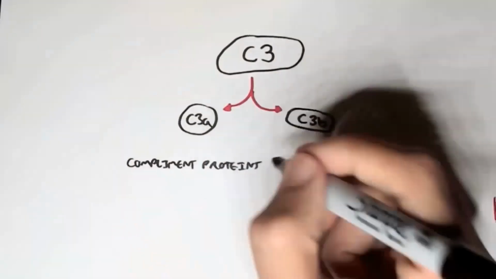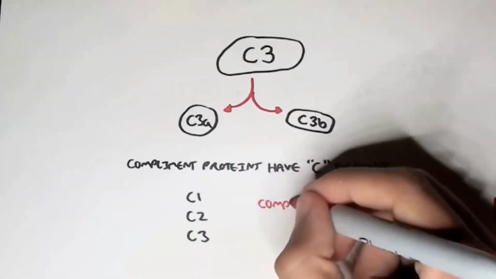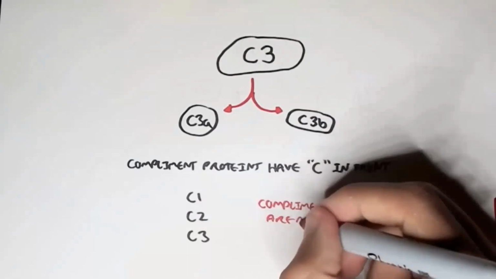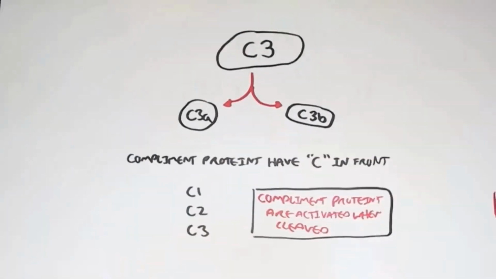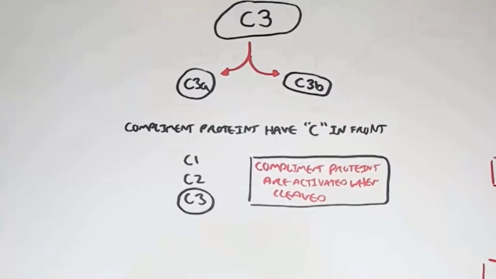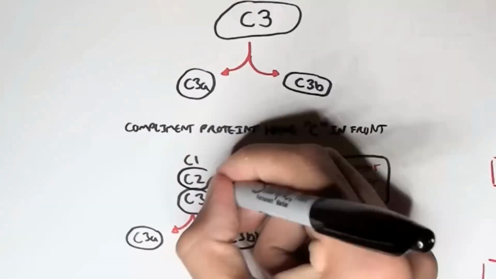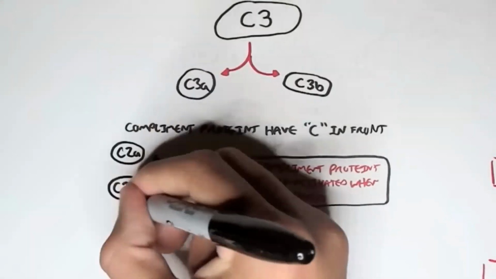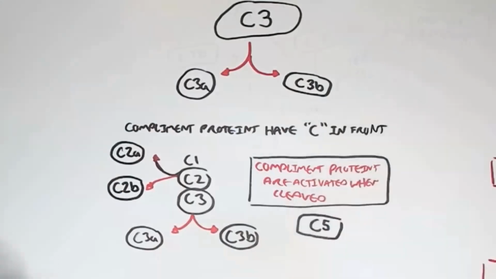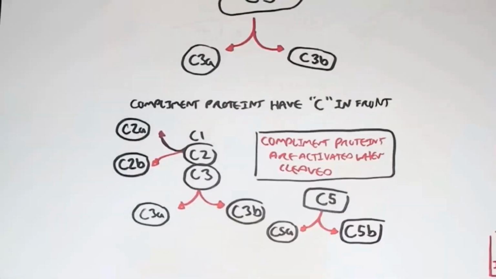Now, complement proteins typically have a C in front of them. So for example, we have C1, C2, and C3 here. Complement proteins also tend to be activated when they are cleaved by something. So for example, when C3 is cleaved to C3a and C3b, these are the activated complement proteins. C2 can become activated to C2a and C2b. C5 is cleaved to the active form of C5a and C5b. I hope you understood that.